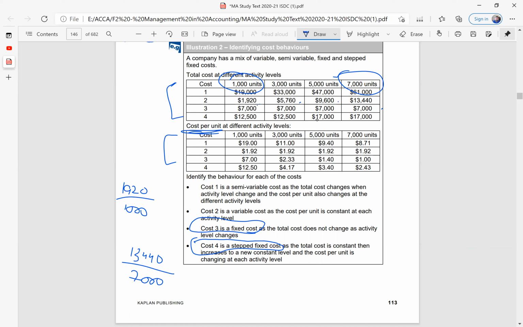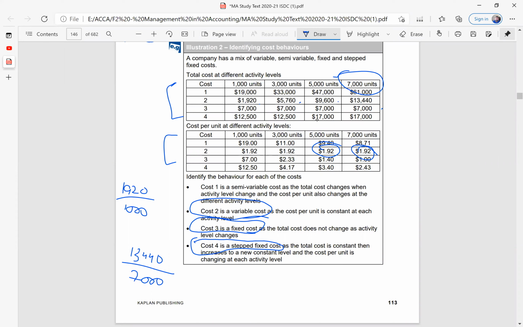What is the cost per unit in this case? 1.92, 1.92, 1.92, 1.92. What is happening? The cost is constant in per unit. And I told you that any cost that is constant in per unit is your variable cost. Did I? Yeah. So this is your variable cost.